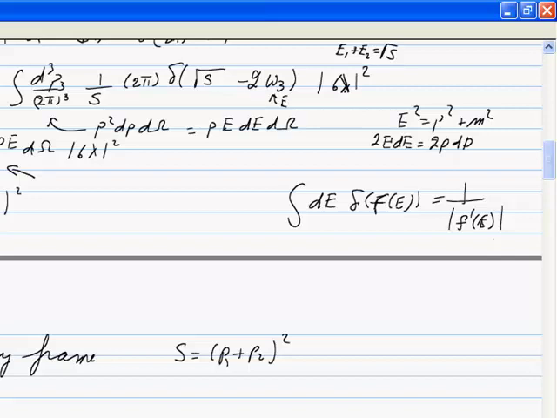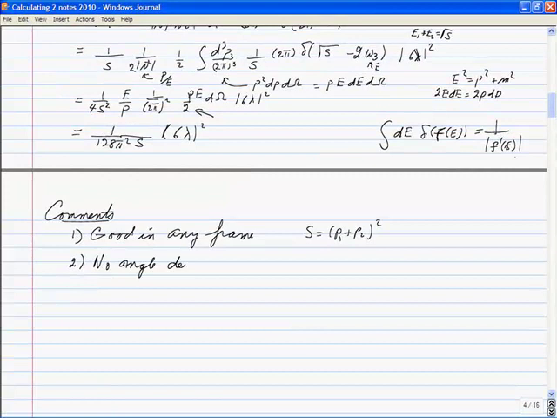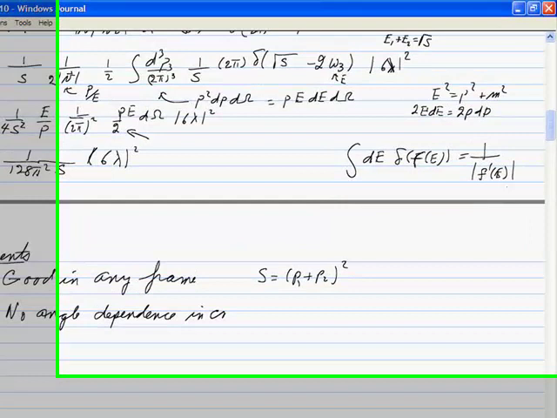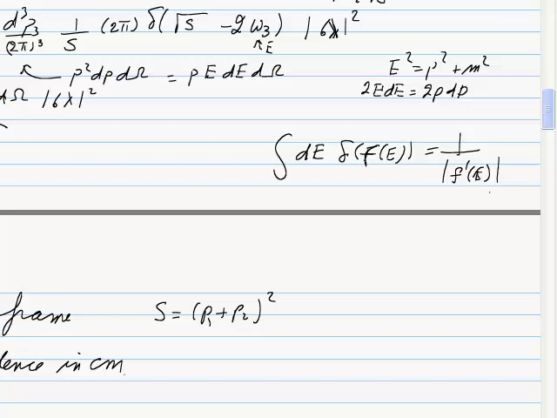The second thing to see is that in the center of mass frame, there's no angle dependence. In the center of mass, scattering is isotropic. This is actually very relevant for the interpretation, but just hold that thought for a moment. Hold this feature, because this is useful.